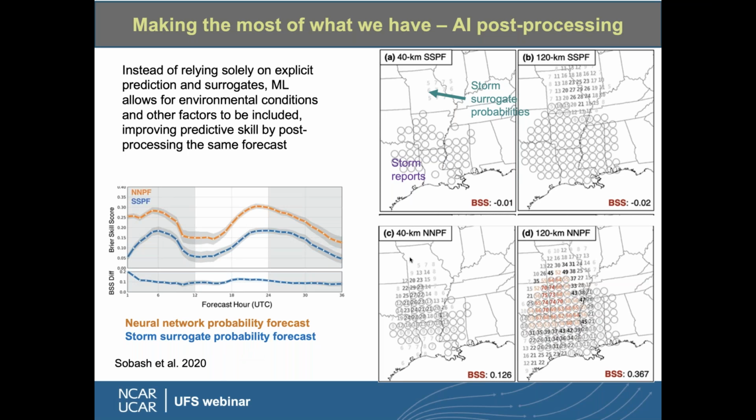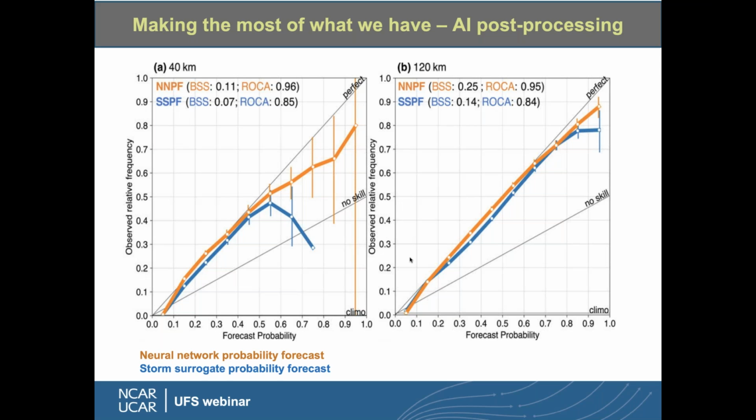This is a Brier skill score. Again, higher values are better. You can see that the orange line is the neural network probabilistic forecasts, and those are quite a bit better than our storm surrogate probability forecasts alone. So this is extremely promising. It also ends up with more reliable forecasts. Again, you want to be along that perfect diagonal to show that your forecasts are reliable in nature. The neural networks do a great job of improving the reliability of our forecasts.